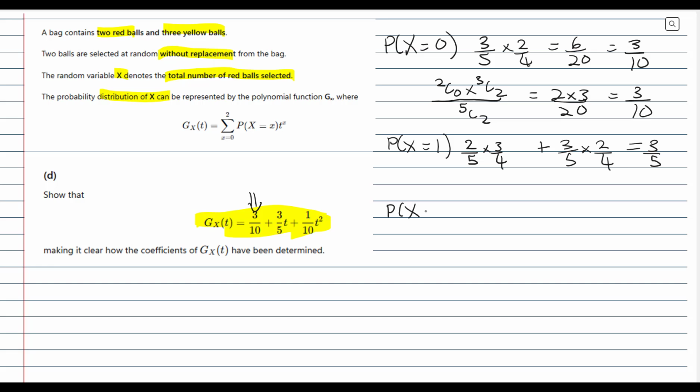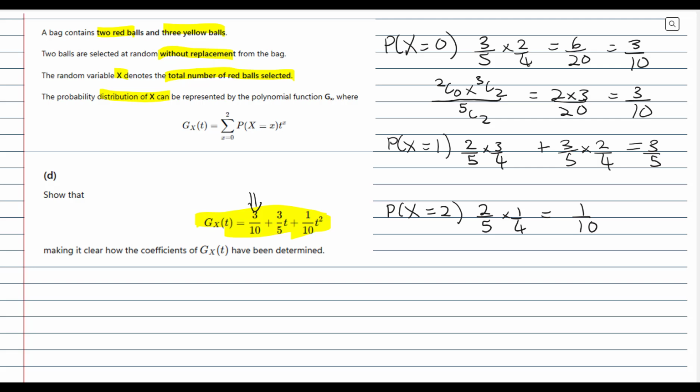Okay, the probability of x is equal to 2. Well, that's just getting 2 red balls, which is going to be 2 out of 5, and then there's 1 red ball left, which is 1 out of 4, which is 2 out of 20, which simplifies to 1 out of 10.